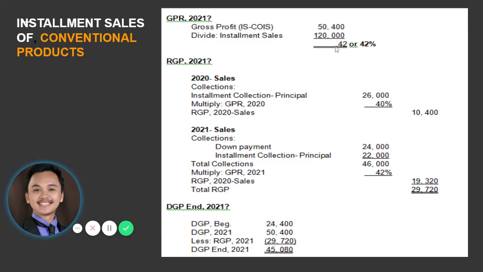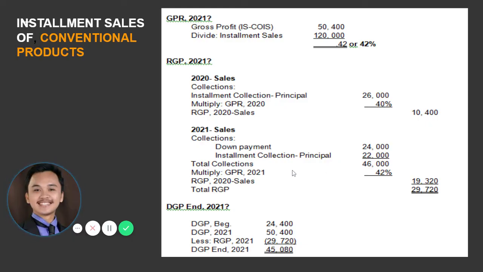Okay, let's also proceed with the most common na mga problems in a computational na format. So again, you have here your GPR. So 5,400 over installment sales, so that's 42%. And then let's compute for the RGP. As what I have mentioned earlier, we will now have two sets of RGP here: RGP for the 2020 sales and RGP for our 2021 sales. So we have collection pertaining for our principal para sa 2020 sales nato nga 26,000. So that's 40%. So therefore, we recognized realized gross profit of 10,400 from our 2020 sales.